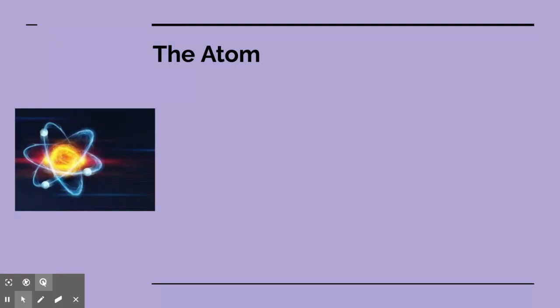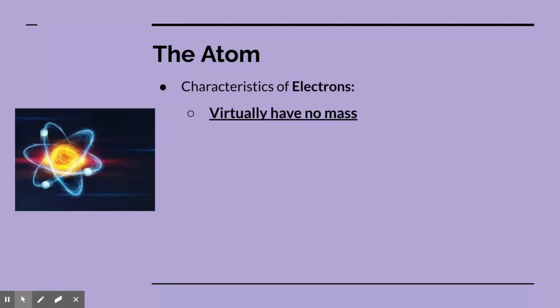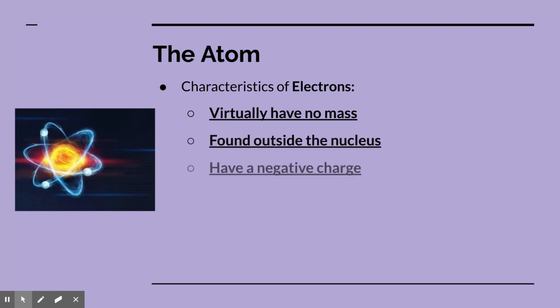Okay. And then the electrons, they virtually have no mass. Electrons are more or less just little particles of energy found on the outside of the nucleus, and they just don't have a whole lot of mass to them. So little, in fact, that it's negligible. We just don't really mess around with it all that much. So they're found outside the nucleus.